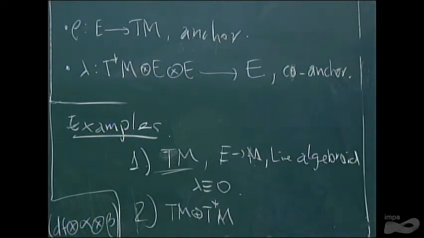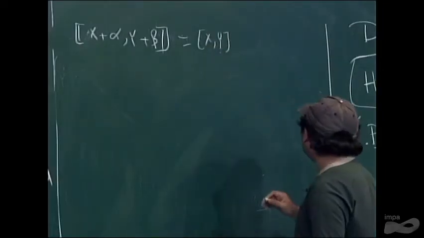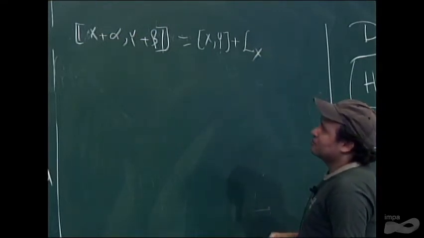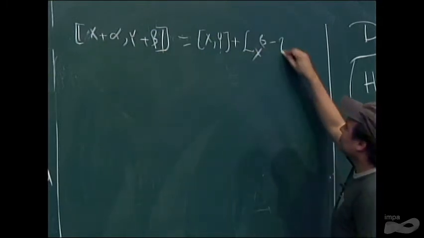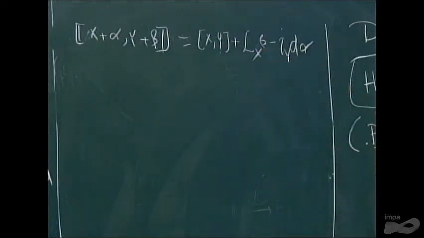What's the Courant bracket? You just calculate. So the sections are vector fields and one forms. Sometimes you put this bracket like that. And then the definition is, for the vector fields, you just calculate the normal Lie bracket of vectors. And then you add this one form of x with beta, and you contract in y the differential of alpha. So this is the Courant bracket.